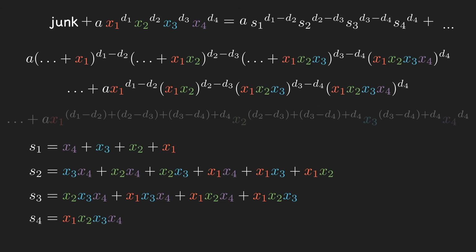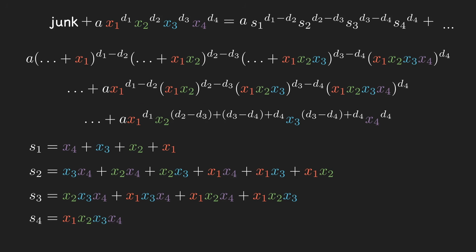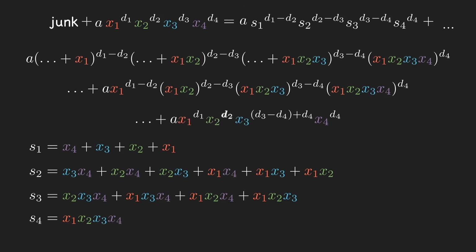Rearranging and adding the appropriate exponents, we get a times x1 to the d1 minus d2 plus d2 minus d3 plus d3 minus d4 plus d4, times x2 to the d2 minus d3 plus d3 minus d4 plus d4, times x3 to the d3 minus d4 plus d4, times x4 to the d4, which is exactly a times x1 to the d1 times x2 to the d2 times x3 to the d3 times x4 to the d4, the term we wanted to get rid of.